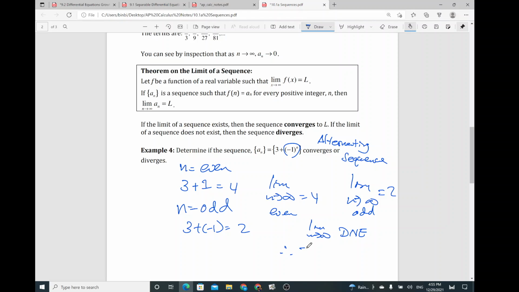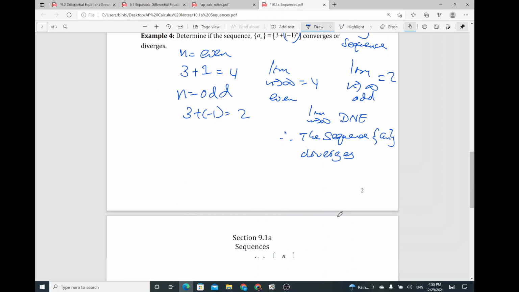So the sequence a sub n diverges, because the limit does not exist.